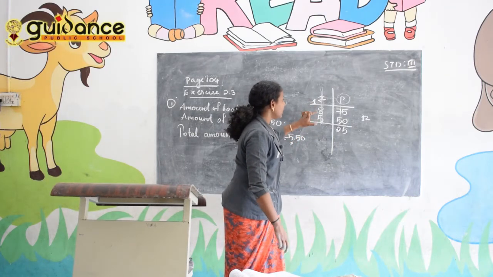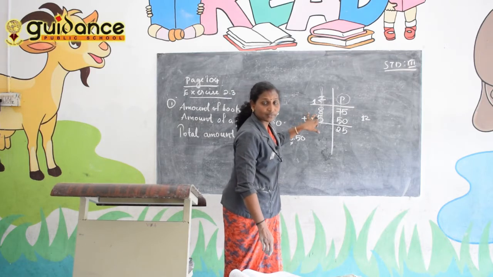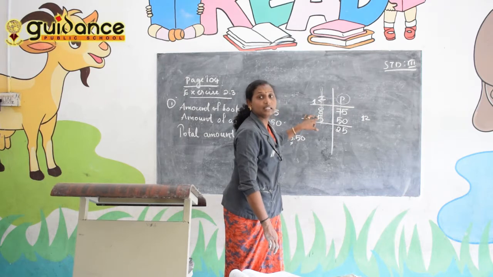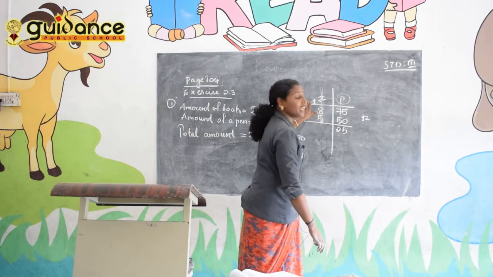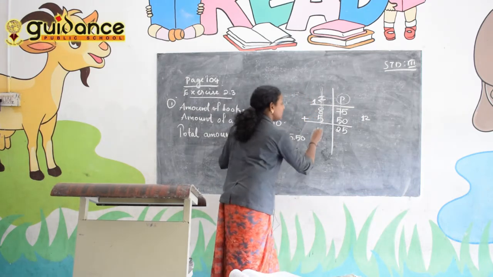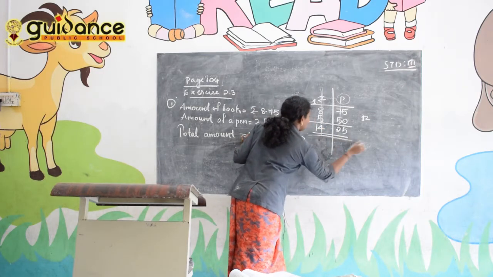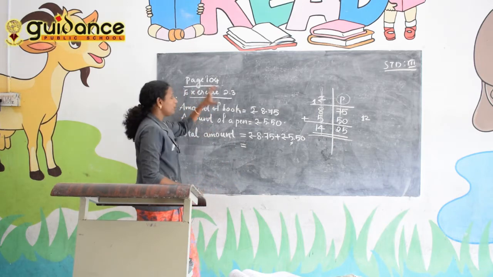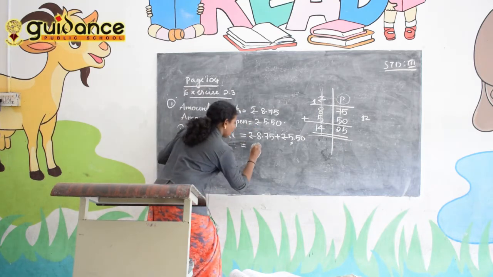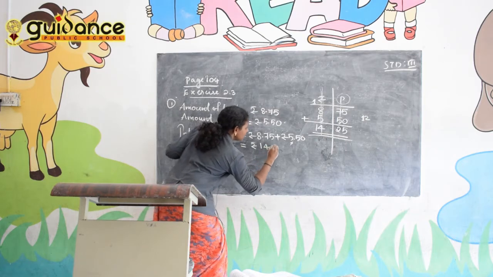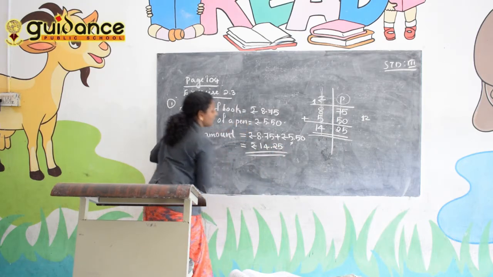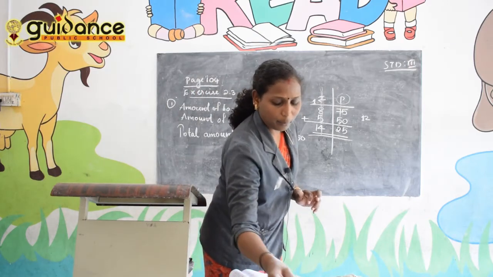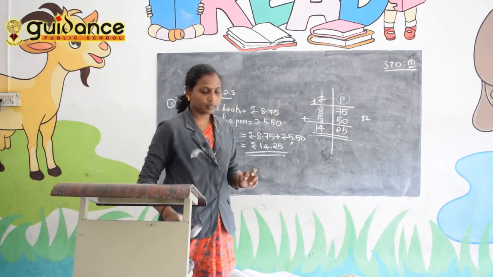The next, add 8 plus 5. 8 plus 5 is 13. Add the carryover 1, 13 plus 1 is 14. Then how much amount was spent for the book and a pen? 14 rupees 25 paise. This is the total amount she spent for a book and a pen.